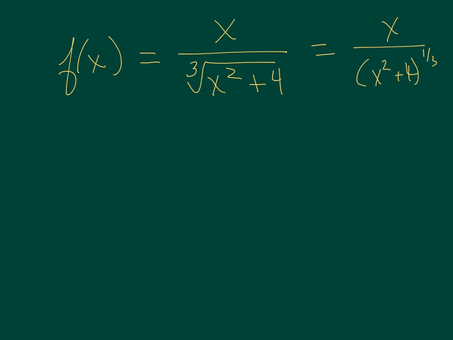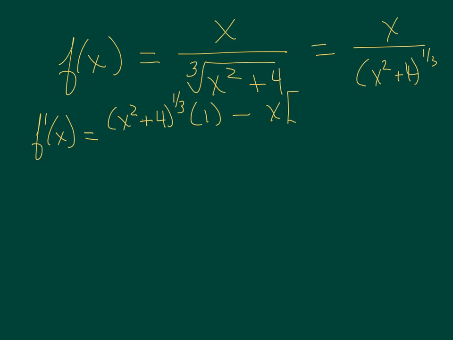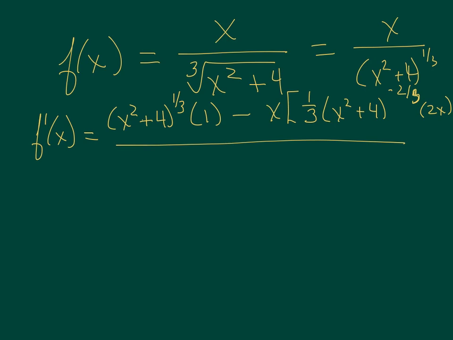All right, so when we take the derivative, we're going to have the denominator times the derivative of the numerator minus the numerator times the derivative of the denominator, which is 1/3 x squared plus 4, and 1/3 minus 3/3 is negative 2/3, times the derivative of, that should be a 3, x squared plus 4, all over the denominator squared.